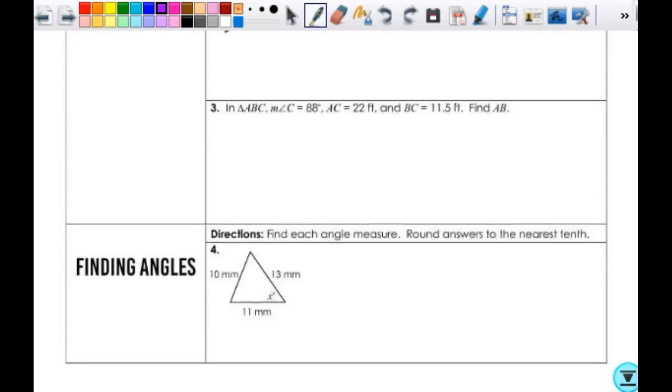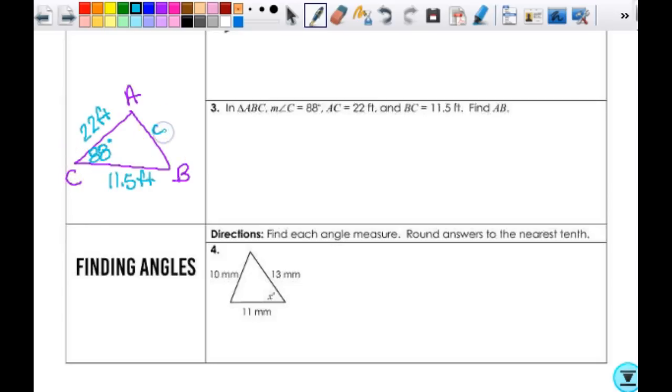Okay, let's look at number 3. It says in triangle ABC, the measure, okay, so it gives me all this information, and I want to find the length of AB. So I don't have a picture. I need to draw it. I'm going to draw it over here just so it doesn't take up any of our workroom. I'm not sure if we're going to need it or not. So draw my triangle. Say that this is A, B, and C. All right, so angle C is 88 degrees. The length of AC is 22 feet, and the length of BC is 11.5 feet. And then I need to find the length of AB, which, since it's across from angle C, I'm going to call lowercase c.